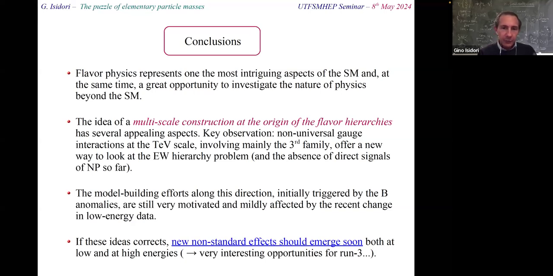And so I think there is still a lot of interesting work to be done here, both on the theoretical and the experimental side. So the key message is, if these ideas are correct, new effects could emerge soon, even in the next year, with more precision measurements. Okay, so thank you very much.